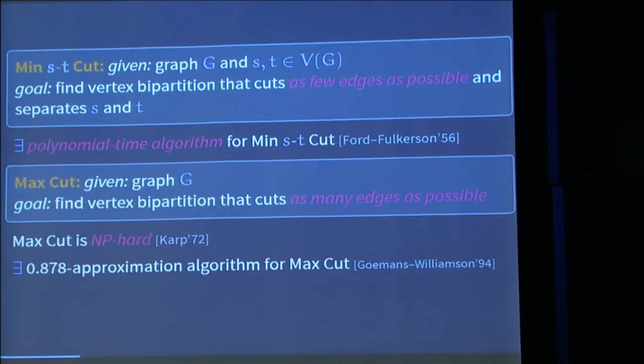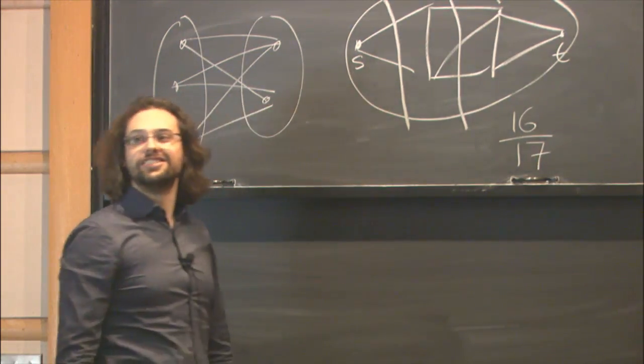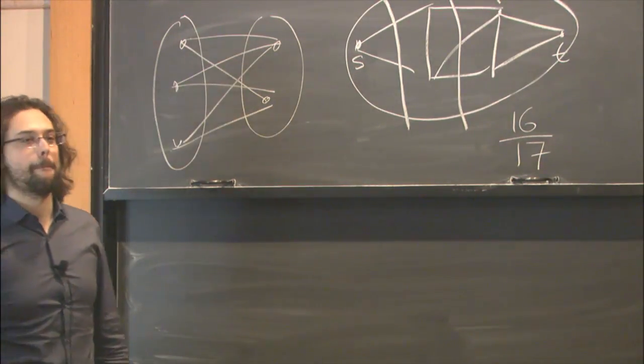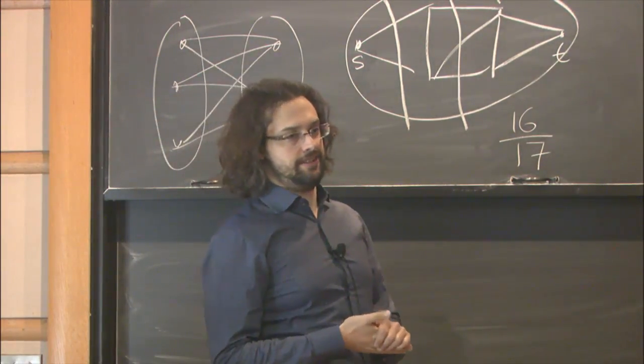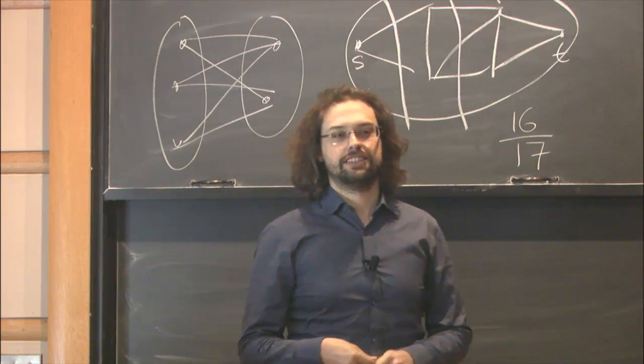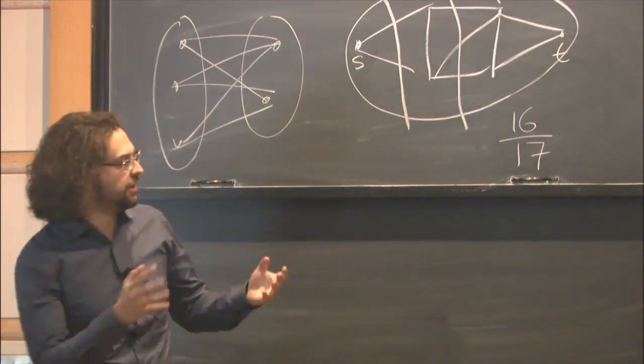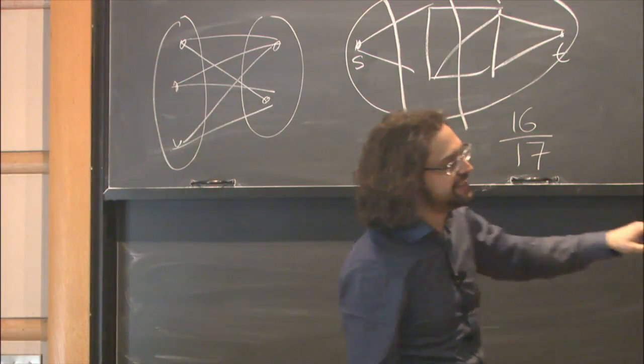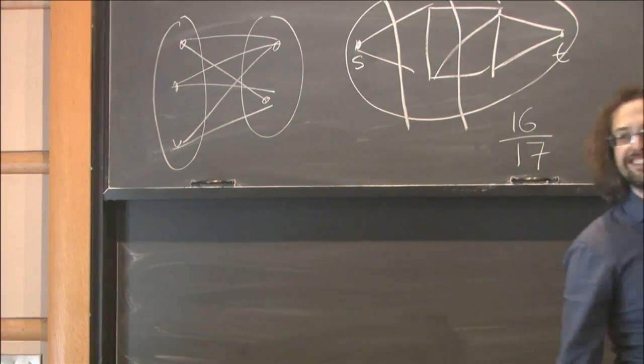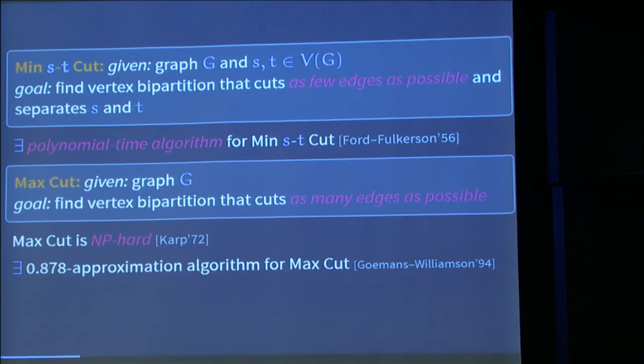I think the current best number is 16/17. And you know that if it's bigger than that, you can't get a polynomial time algorithm. Exactly. But as you might guess, this number 16/17 is not that. And do we know the polynomial? Say again? Do we know the polynomial?